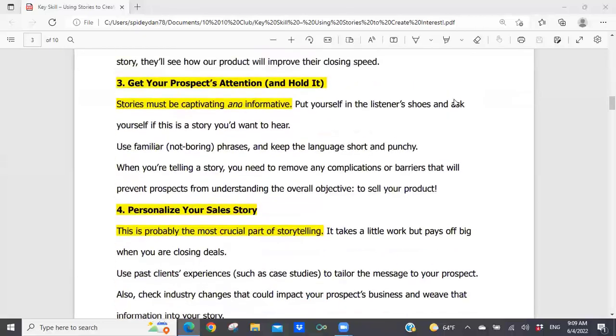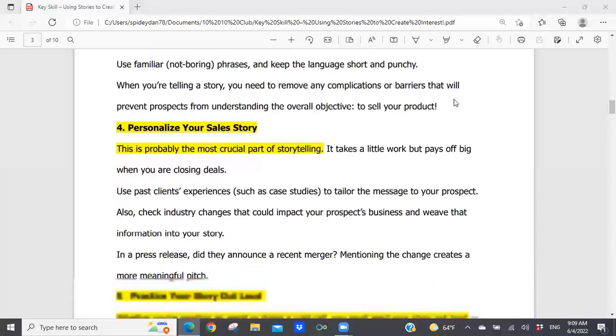Number 4, personalize your sales story. This is probably the most critical part of storytelling. Prior to starting today's presentation, I had a conversation with Donald Clark. Donald, we'll have some time at the end of today's presentation to help you understand how you can take something that has happened to you personally in your life and use that in something that you want to get yourself involved in. We'll make that a little bit clearer to people at the end of today's presentation.